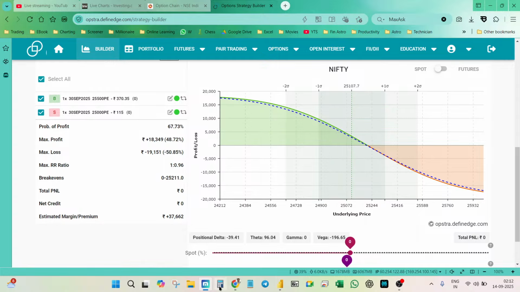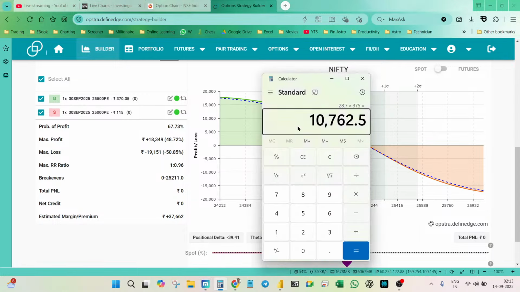The total maximum margin you get is here: for buying, 370 minus 115, the net premium you are paying is 255 into 75, about 19,000 for the premium you are buying, plus the margin of 38,000 rupees. So roughly 50,000 to 60,000 rupees is the total margin you are involving for one lot. So the 6,000 to 7,000 profit will be around a 10% return for 2 days time. It's a very safe strategy.